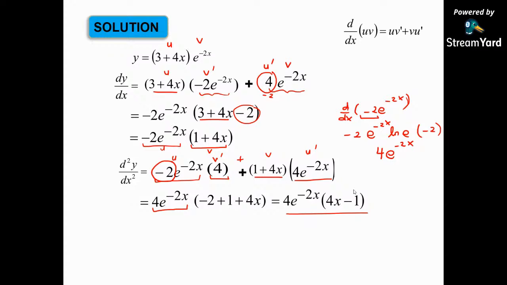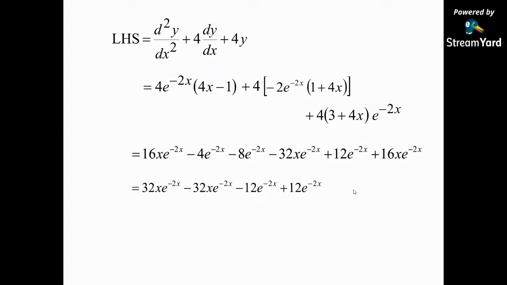Hopefully not too fast. Okay, and then we need to prove that the second derivative of this is actually equal to 0. So take your second derivative as well as your first derivative as well as the y, and substitute into the formula. This is our second derivative, this is the first derivative, and this is our y. So substitute into the formula, and don't forget you need to expand them because we need to simplify them.